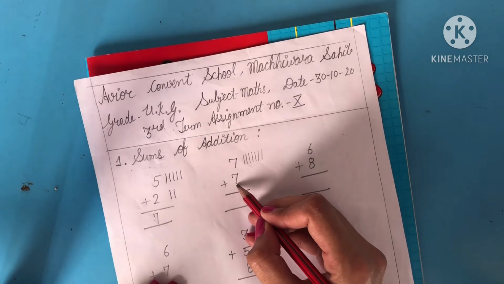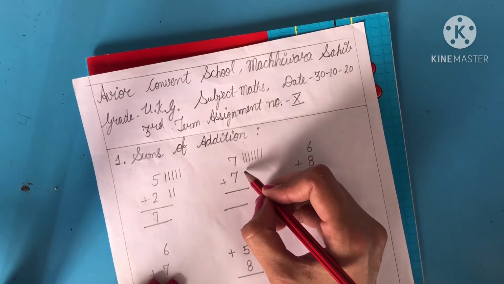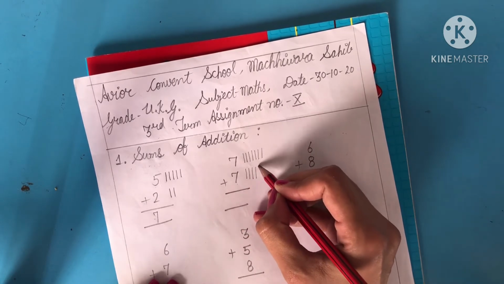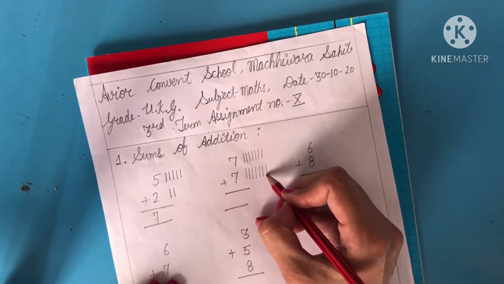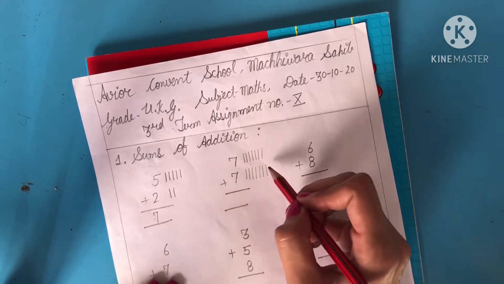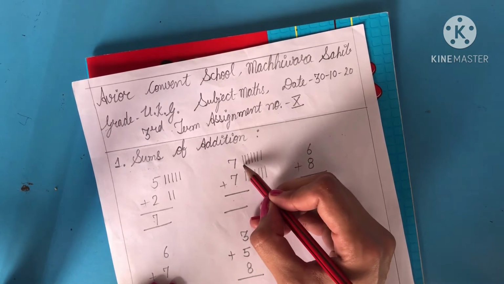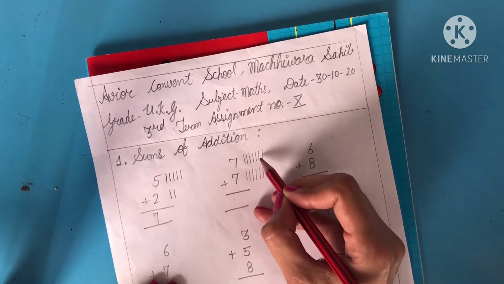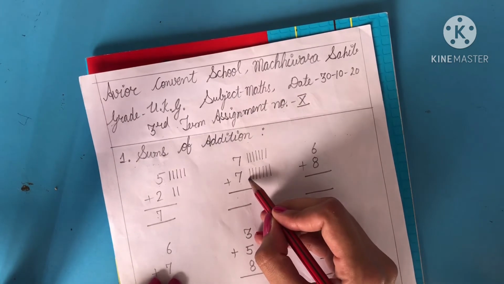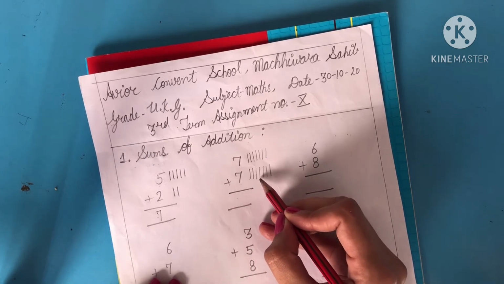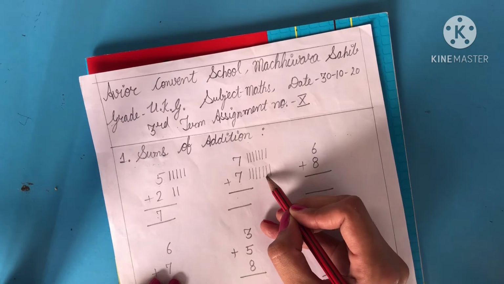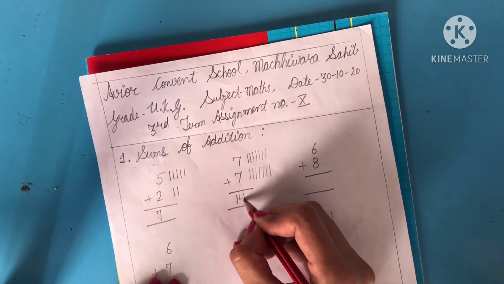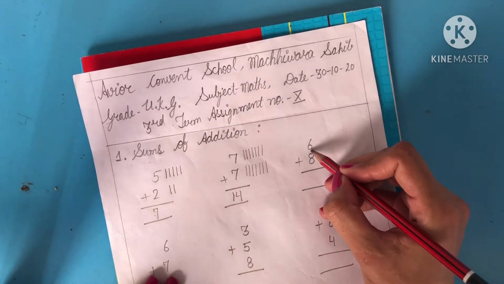The next digit is also 7. Draw 7 lines. 1, 2, 3, 4, 5, 6, 7. Same, count all the lines and write in the box. 1, 2, 3, 4, 5, 6, 7, 8, 9, 10, 11, 12, 13, 14. How many lines? 14. Write in the box. 14. The next is 6.